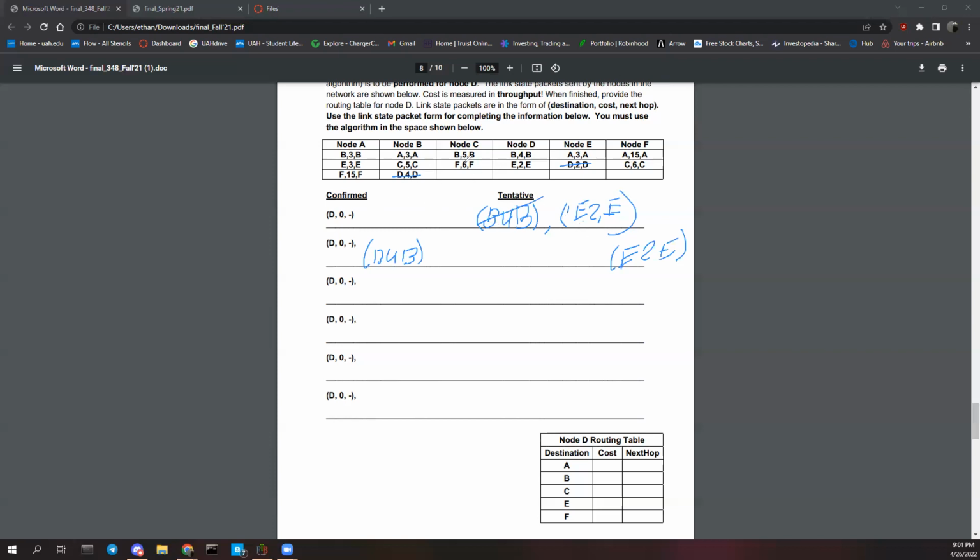All right, there's that. So now we add A3A and C5C. Cool, cross. Now, next state, you carry down confirmed nodes. And now you have to pick the next node to confirm.